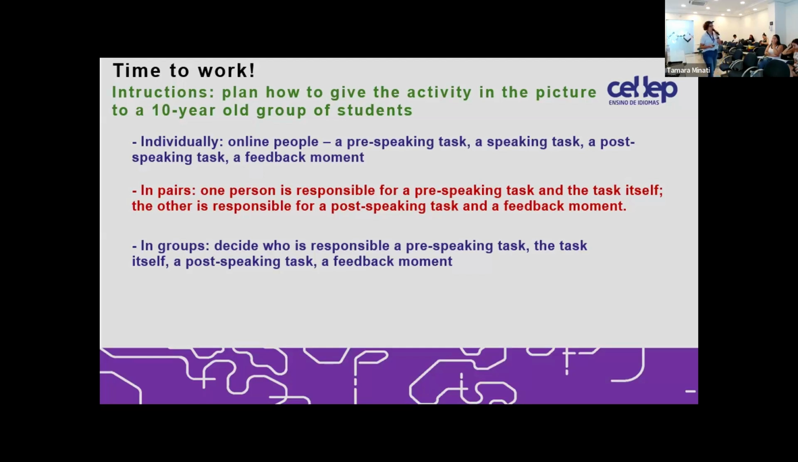Okay? We're going to have 15 minutes to do that. So I will wait for Tamara to organize the rooms. When the rooms are organized, she's going to open the rooms, and then we are going to start counting the 15 minutes. Okay? So let's go. Guys, if you have any questions, you can talk to Tamara. Coming back.